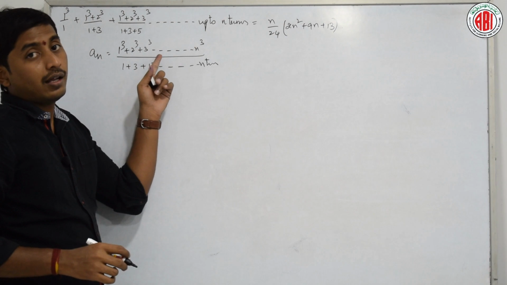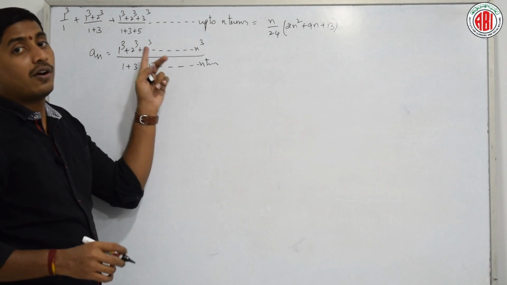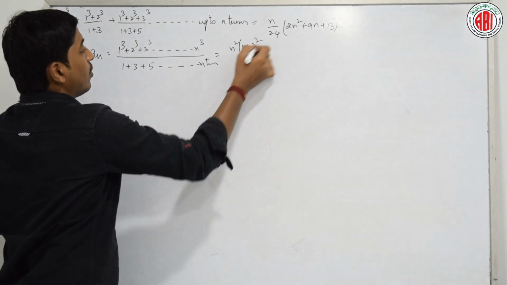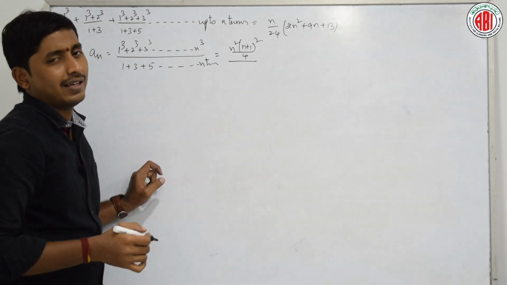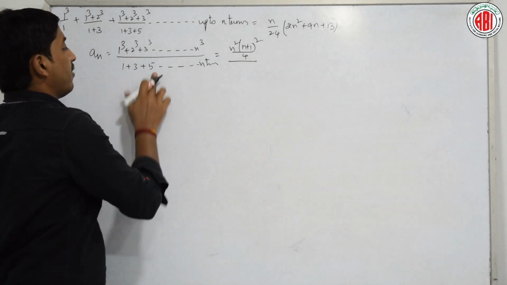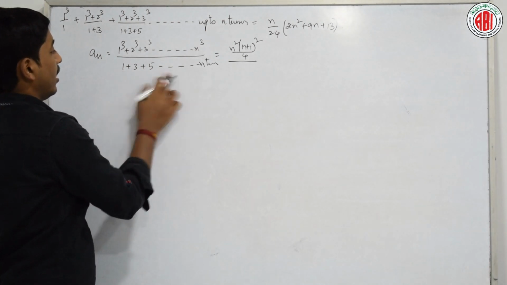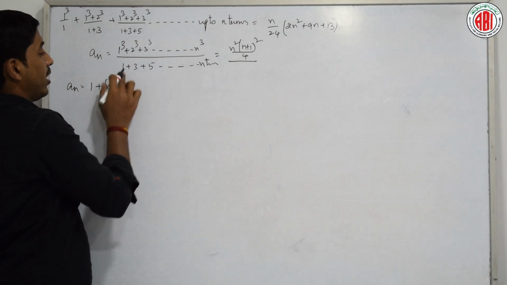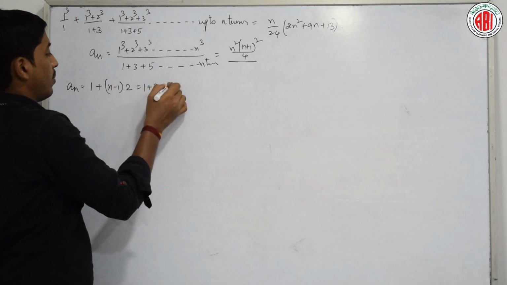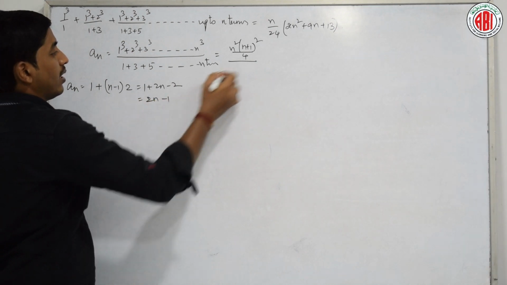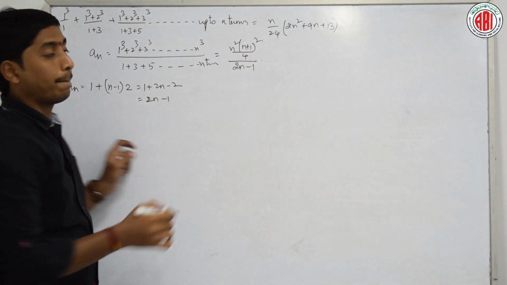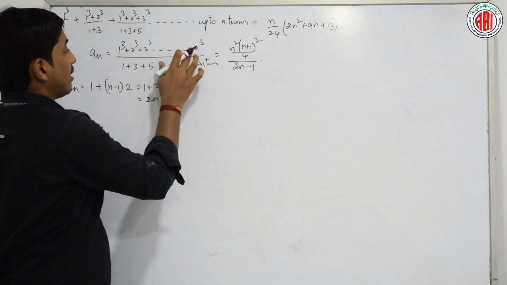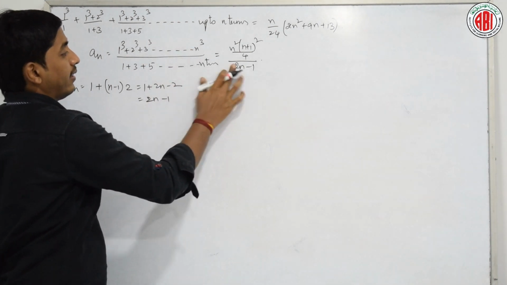In the numerator, it will be the sum of cubes of the first n natural numbers. The formula will be n square into n plus 1 whole square divided by 4. And in the denominator, 1, 3, 5 and so on up to n terms. Let me write it separately. an is a plus n minus 1 into d. What is d? 2. That is 1 plus 2n minus 2, that is 2n minus 1. In the denominator, we will get 2n minus 1. Is it right? Did you understand? Fine. This an is the nth term and this is the sum of n terms.